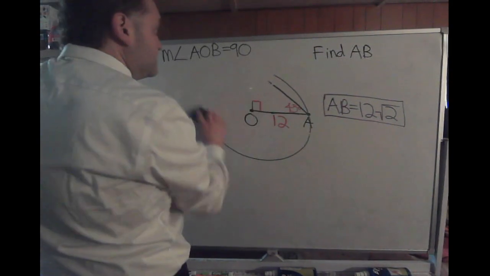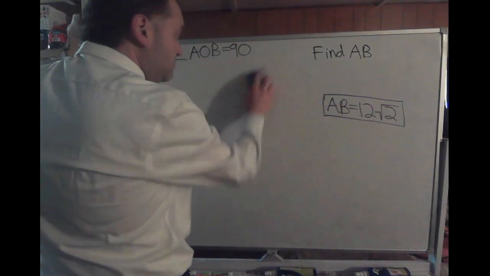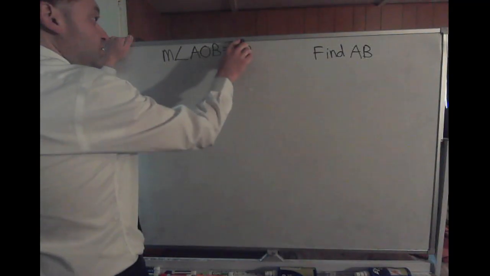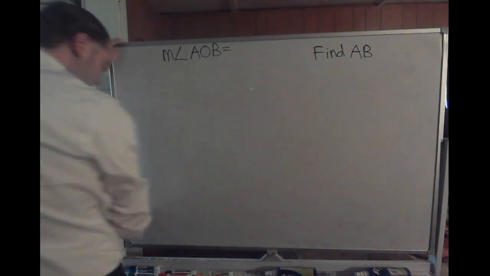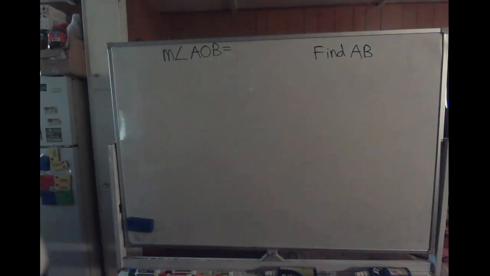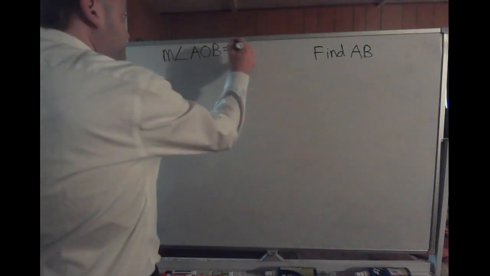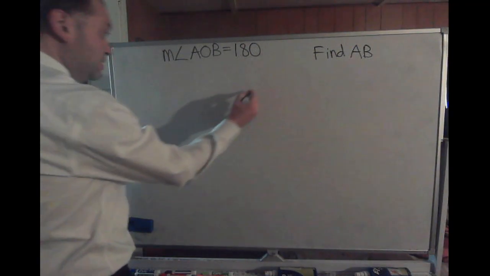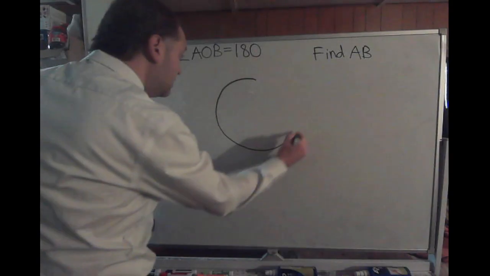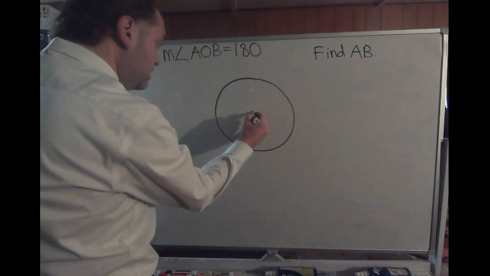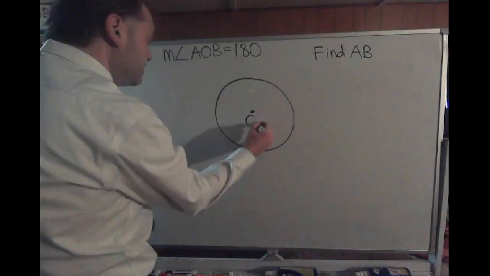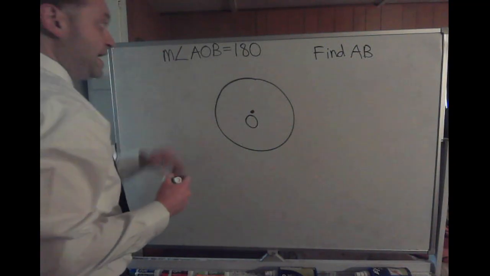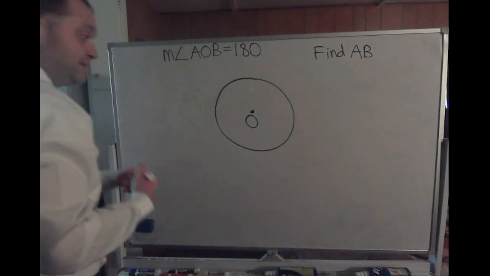I'm just going to have to redraw the circle here. But you can do the geometry we've done inside of a circle. Okay, let's see what they give us this time. Let's draw yet another circle. We'll have point O for the origin. They give us that the measure of angle AOB is going to be 180 degrees.